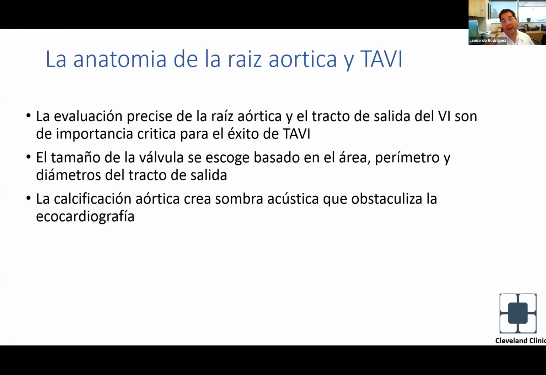No solamente es el tamaño, sino también la extensión de la calcificación, y sabemos que la calcificación que se extiende a la válvula mitral y que es muy extensa puede aumentar la incidencia de ruptura del anillo aórtico. Y es por eso que es tan importante hacer estas medidas. El tamaño de la válvula se escoge antes del procedimiento, en la mayor parte de los casos, basado en estas mediciones de los diámetros, áreas y perímetro, y permite entonces tener la válvula adecuada, y el intervencionista sabe muy bien de antemano qué tipo de procedimiento va a hacer.